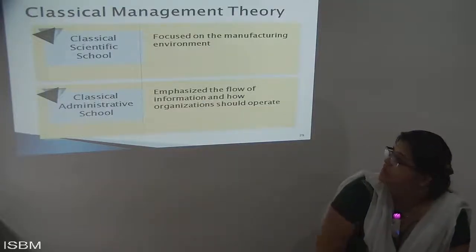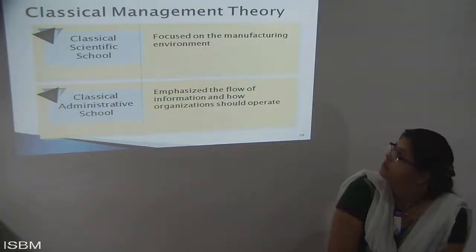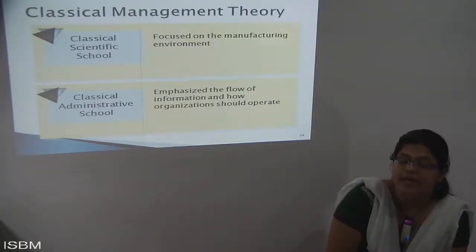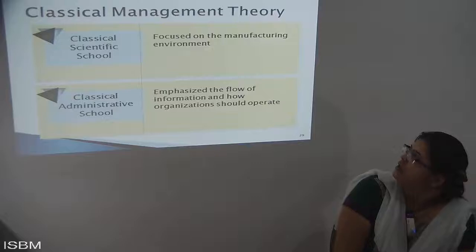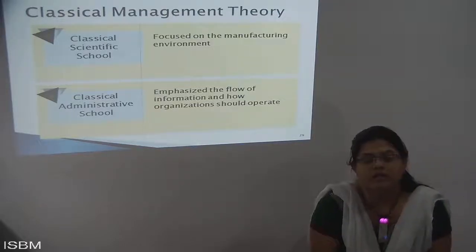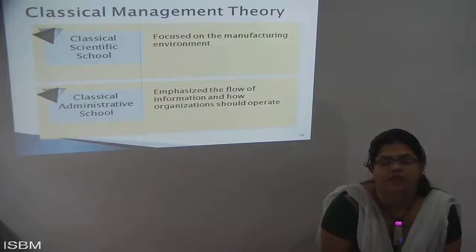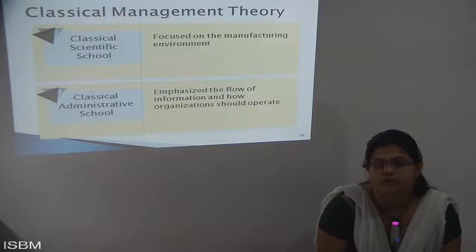Here they have given the different types of classical theories. Now in this classical management theory, we will be learning about the different schools. First is the scientific school. Here the focus is on the manufacturing environment. This is one type of classical theory, and mostly it was done in the time of the industrial revolution.